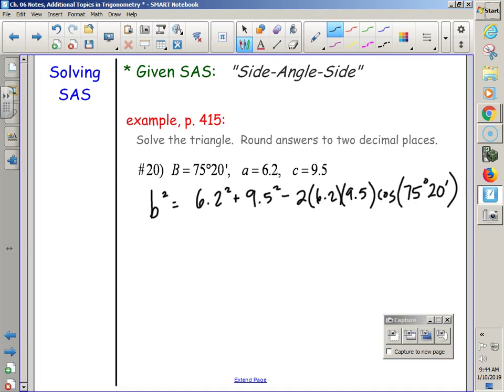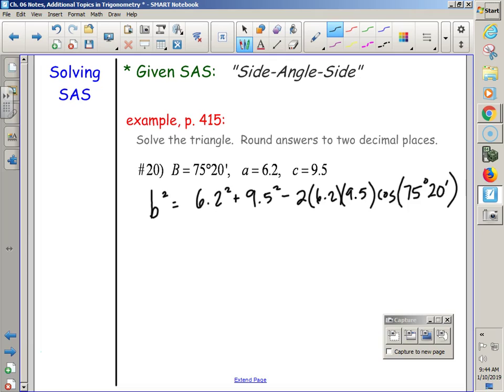Isn't it ready just to plug in right now? But to find B, what do you need to do? Square root. Oh, plus or minus? Wait, isn't B a side of a triangle? Yes, it has to be. Okay, so just positive. Oh, easy. Square root of the big old blah.